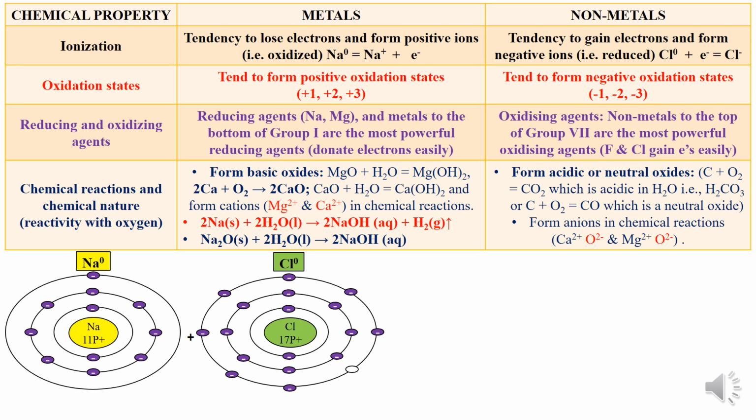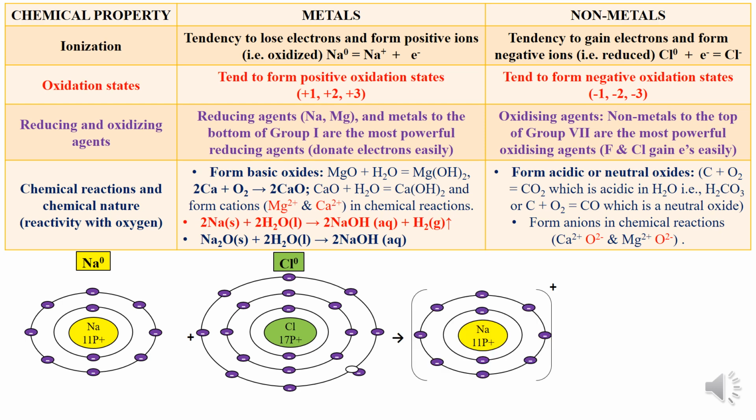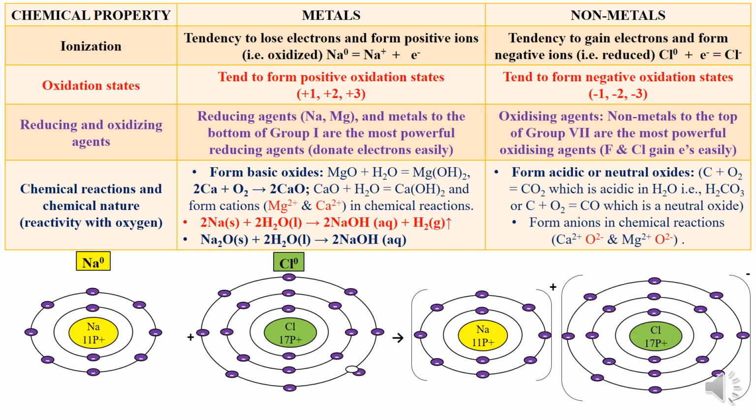Sodium is a metal, so it has a tendency to lose electrons and form positive ions. Sodium loses its outermost valence electron to the chlorine atom, and after losing its only valence electron in the outermost shell, it forms an electropositive ion. And chlorine gains the electron donated by the sodium atom and forms a negative ion.